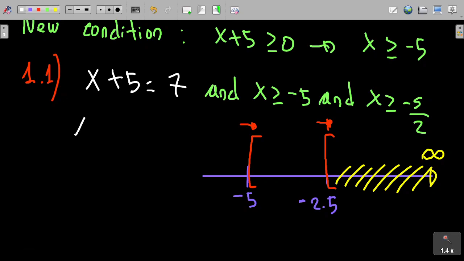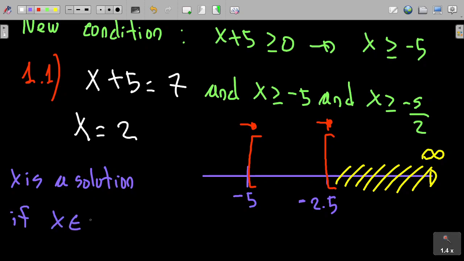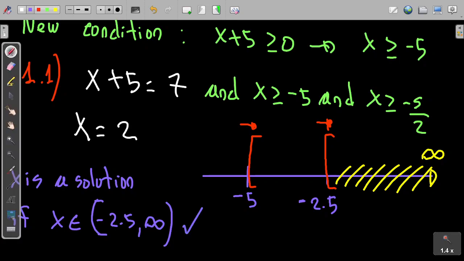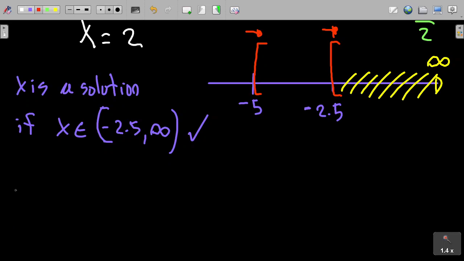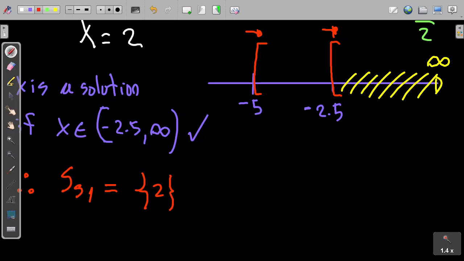So now we solve the equation and we get x equals 2. And x is a solution if x belongs to the closed interval from negative 2.5 until infinity. Well, that's true. So x is a solution, and now I can say that my solution set number 1 is the set formed by 2. That is my first solution set.